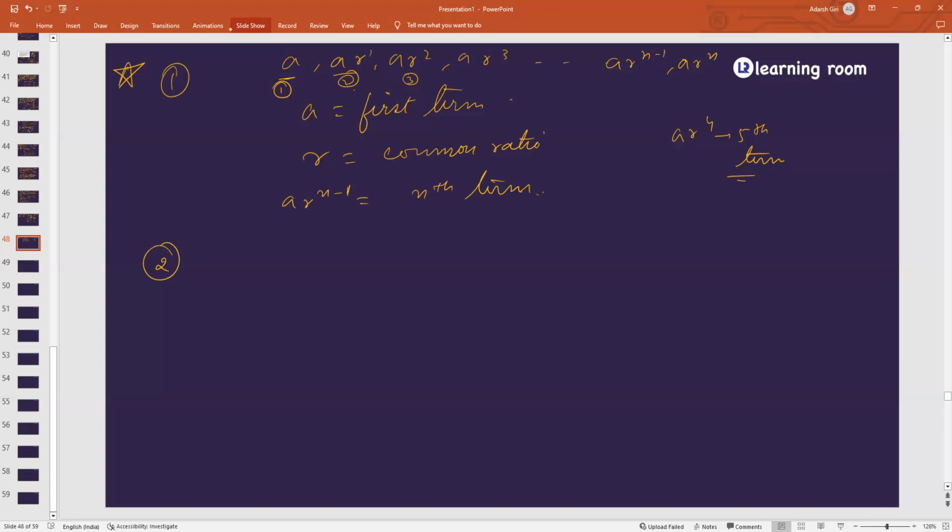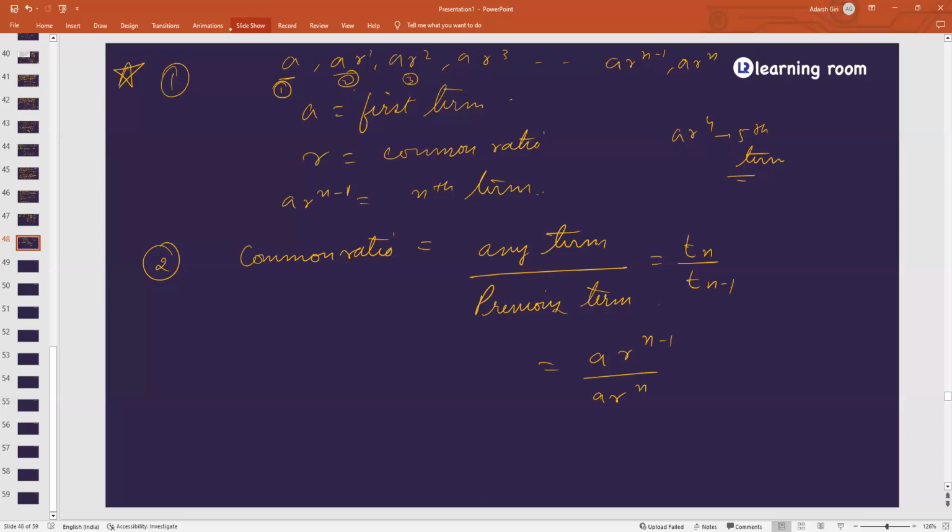Next, second, how do we calculate the common ratio? Common ratio is calculated by taking any term and dividing it by the previous term. This is how we calculate the common ratio, or we can write it as Tn by Tn minus 1. Or I can say it is AR to the power n minus 1 divided by AR to the power n minus 2, the term prior to this.